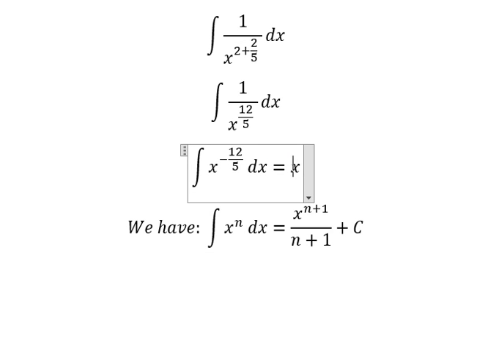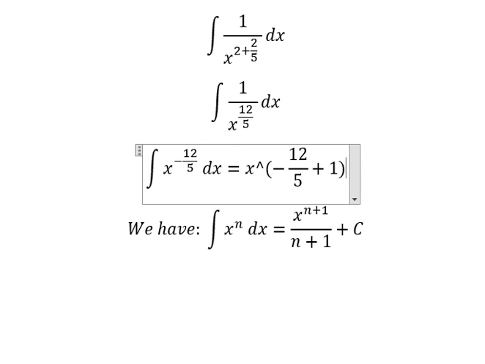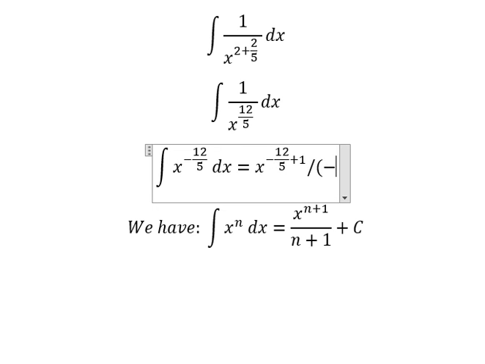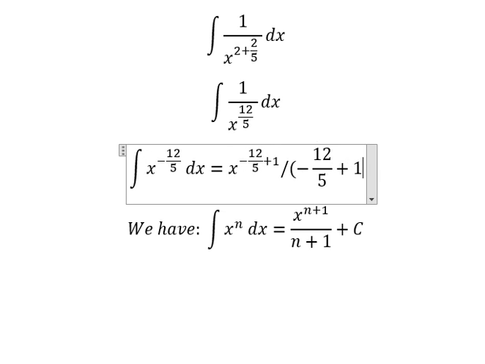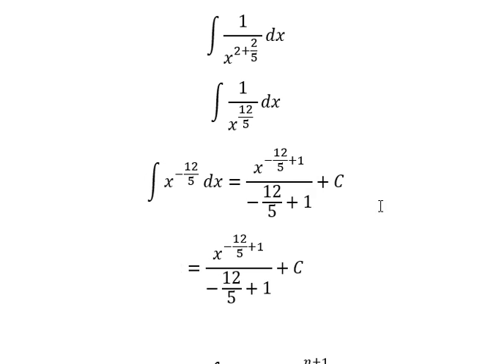So we have s to the power of negative 12 over 5 plus 1, over negative 12 over 5 plus 1. And I will put plus c. So this one we have negative 7 over 5.